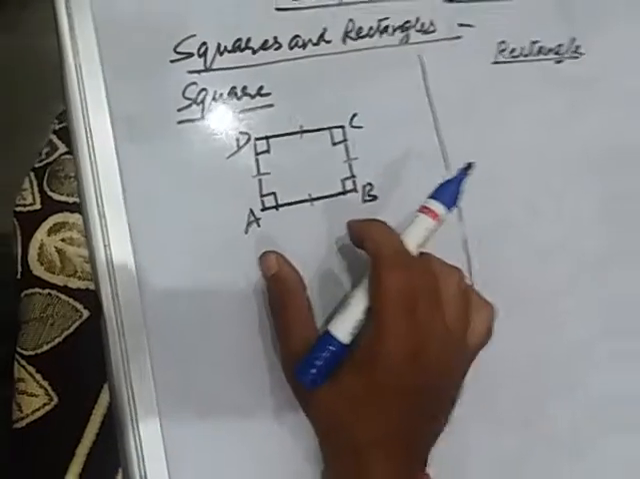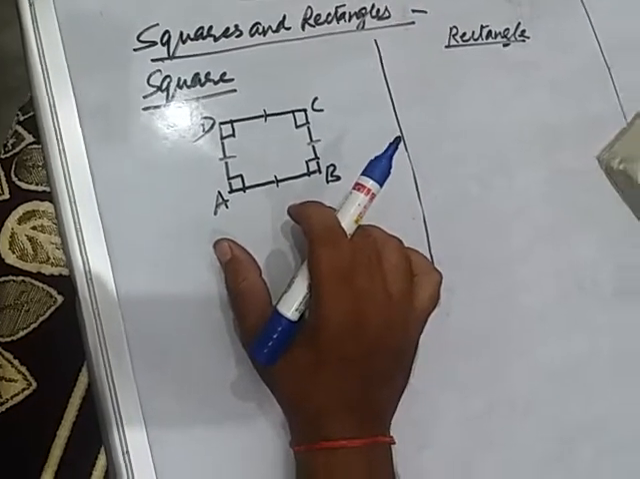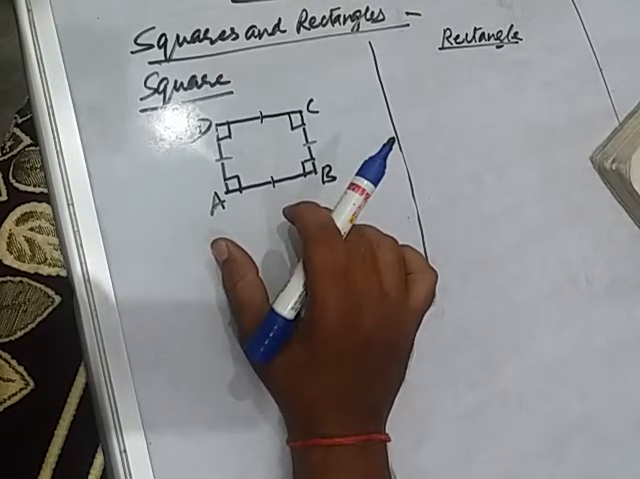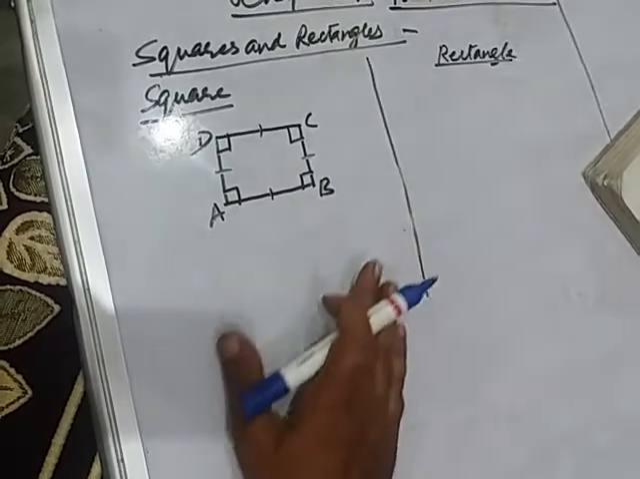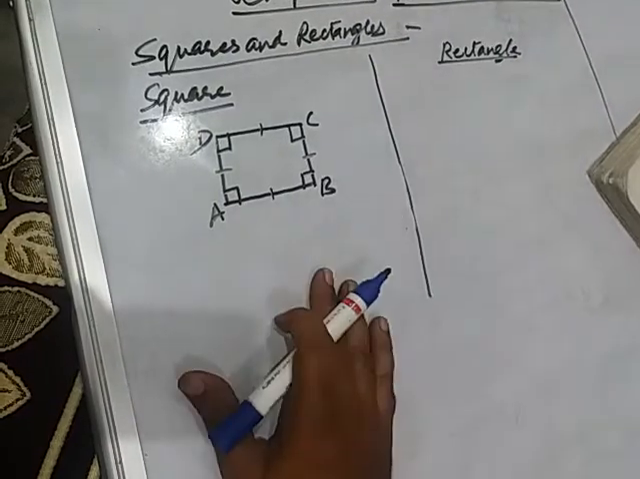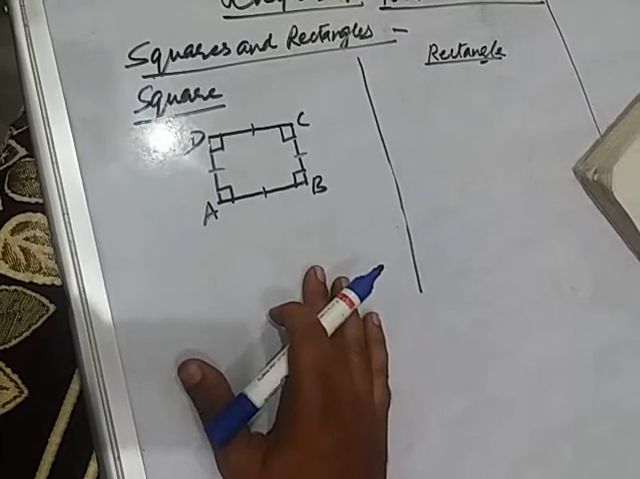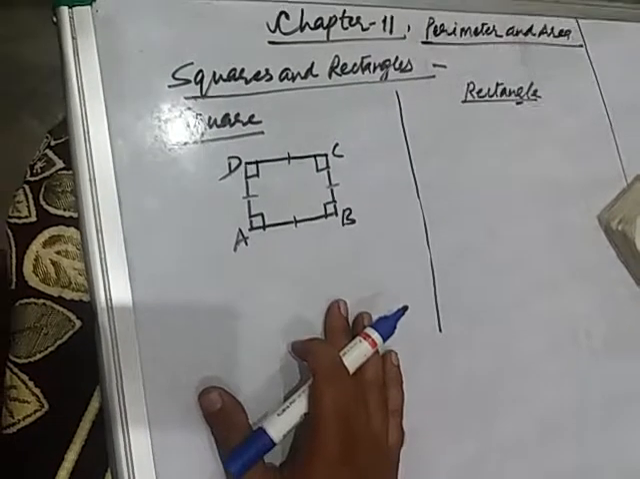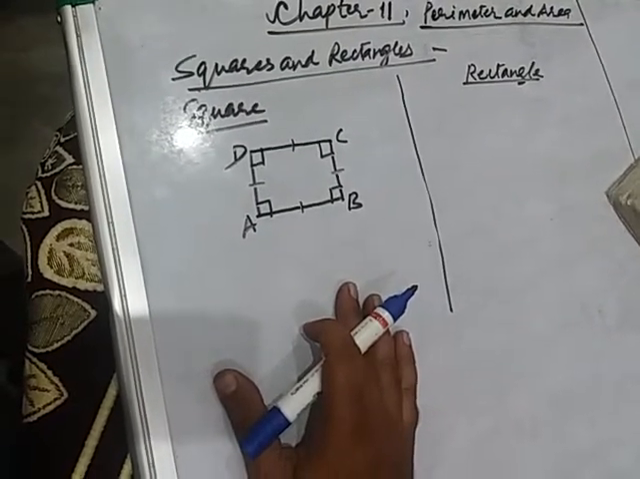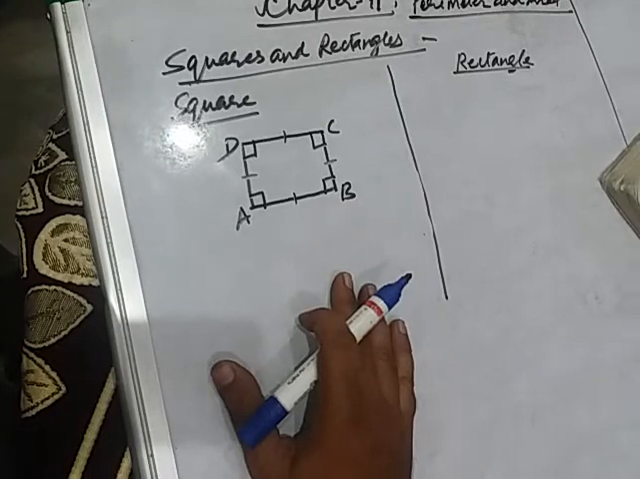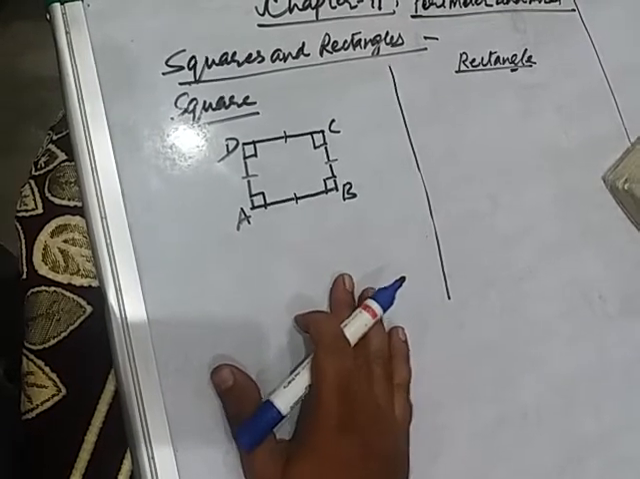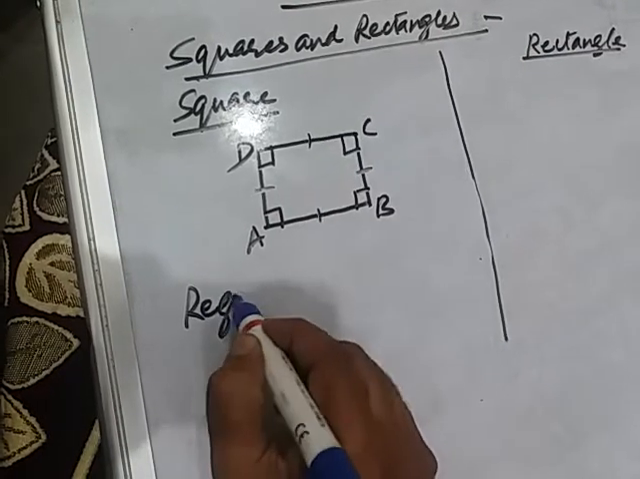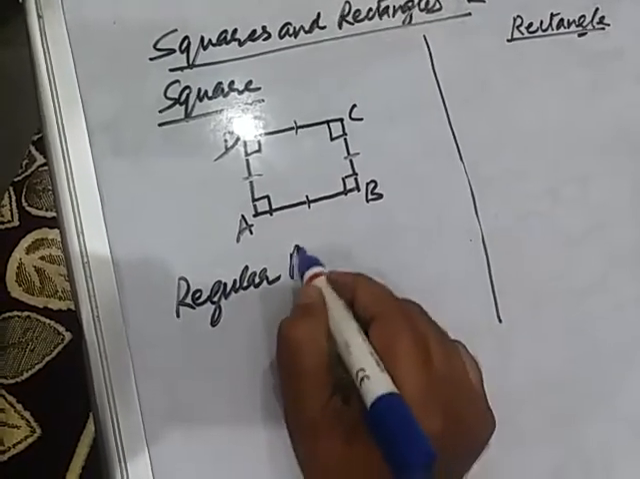What is a regular polygon? A regular polygon is a polygon whose all the sides are equal and all the angles are also equal. So a square is also a regular polygon. Your equilateral triangle is also a regular polygon. Let us revise the definition. Regular polygon.